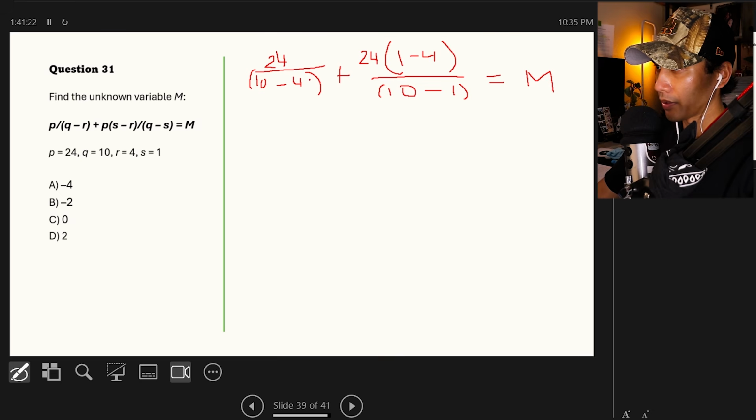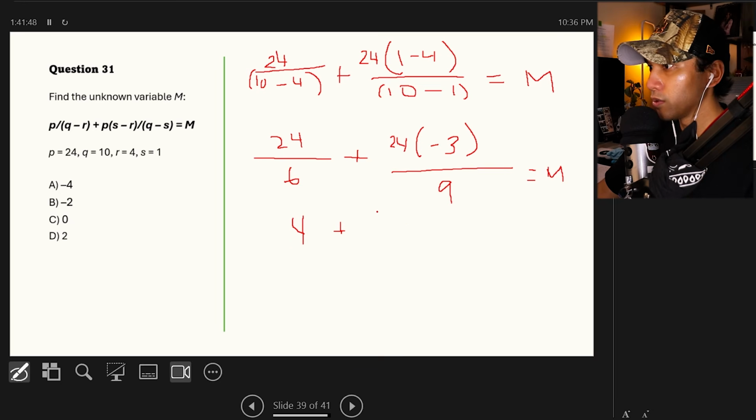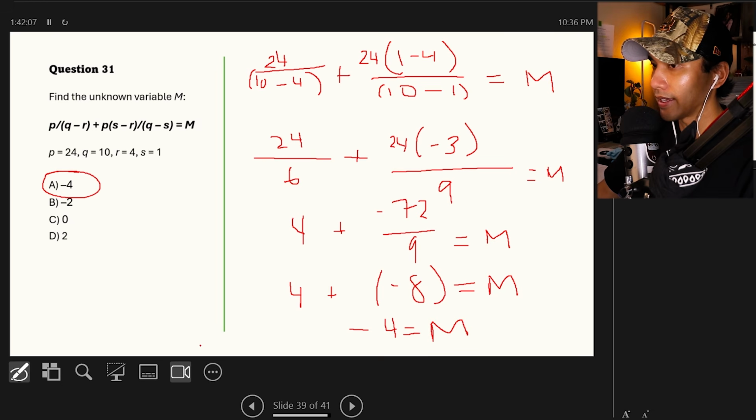Then I would do everything in the parentheses. So 24 over 6 now plus 24 times -3, and then this is 9 equals M. 24 over 6 is 4, plus 24 times -3, that is -72, over 9 equals M. 4 plus -8 equals M. And then 4 plus -8 is -4, equaling M, and choice A is correct.